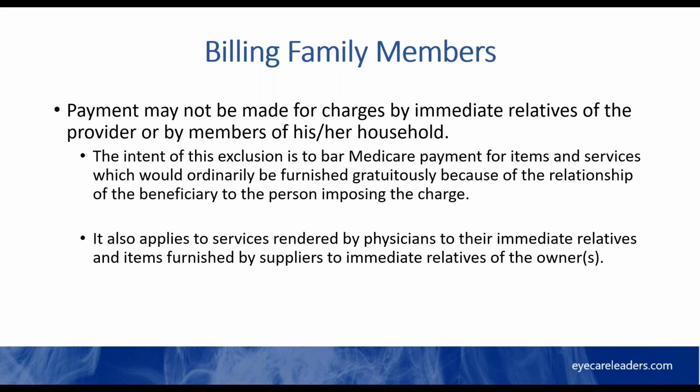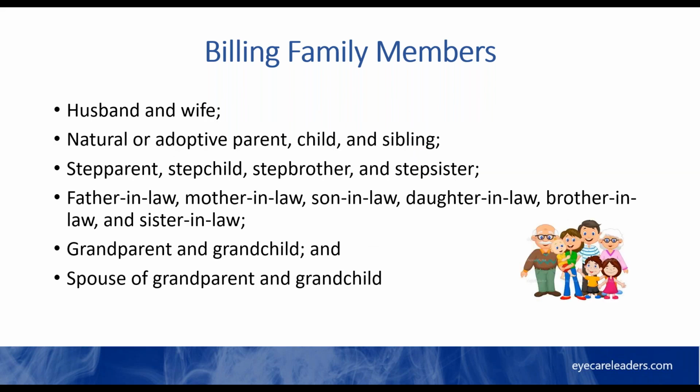Many times Medicare is seeing where the services are provided, Medicare is billed, but then no co-insurance or anything is collected from the patient. And so they've identified this as an exclusion to the Medicare allowances for charges. And they identify family members as a husband or wife, so your spouse, your parent, your child, your sibling, your step-parent, stepchild, step-brother or sister, father-in-law, mother-in-law, son-in-law, daughter-in-law, brother-in-law, sister-in-law, grandparent, grandchild, or the spouse of a grandparent or grandchild. So it's pretty broad what they've identified as your family.